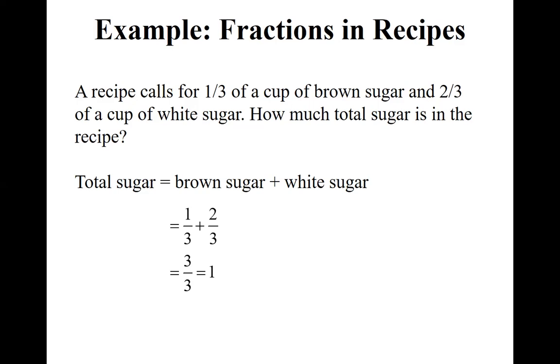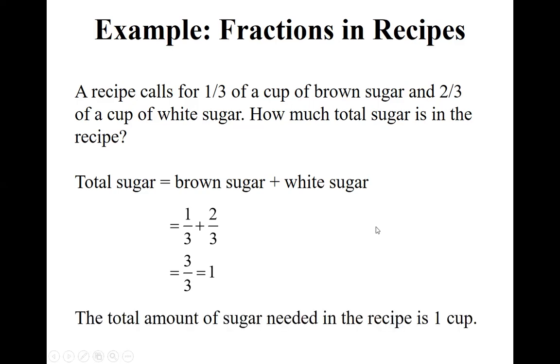Keep the 3 on the bottom. Add along the top. 1 plus 2 is 3. So 1/3 plus 2/3 is 3/3. Just like 1x plus 2x is 3x. And then 3/3, anything over itself, anything divided by itself is 1. So the total amount of sugar in the recipe is 1 cup.